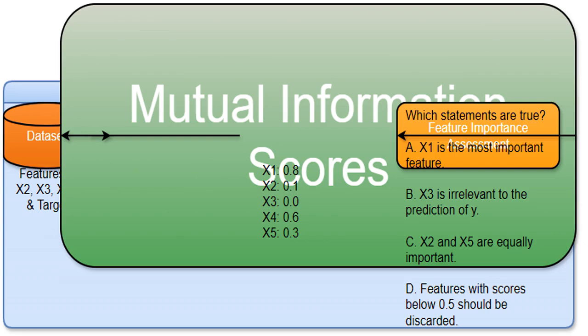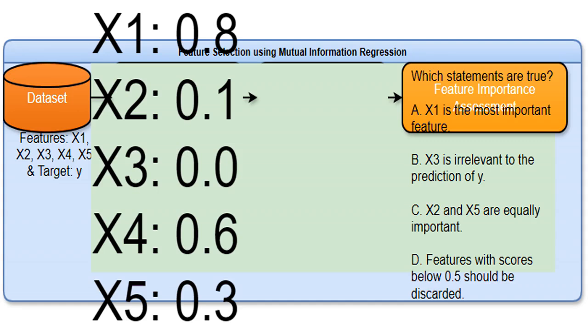Mutual information is a way to measure how much information one variable gives us about another. A higher score means the feature is more helpful in predicting the target variable. We have scores for each of my ingredients, features, that represent how much each one helps predict the target variable, y. For example, X1 has a score of 0.8, meaning it's strongly related to the quality of the cake, y. These are the actual mutual information scores. Look, X1 has the highest score, 0.8, meaning it's the most important ingredient. X3 has a score of 0.0, meaning it's completely unrelated to the cake's quality. The rest fall somewhere in between.